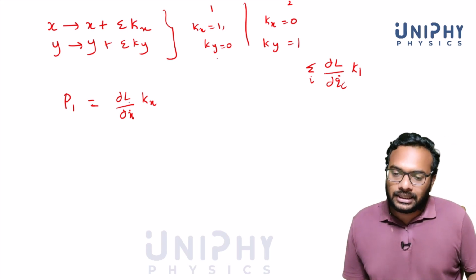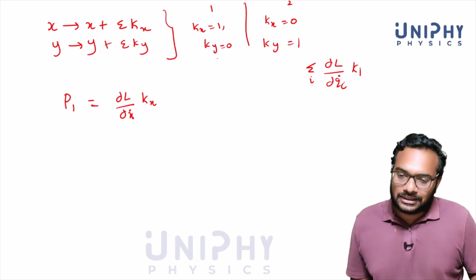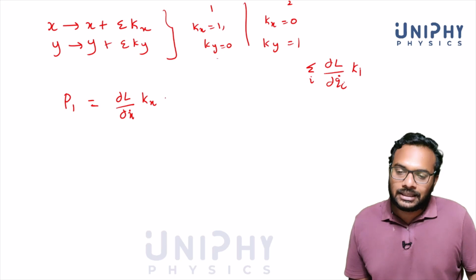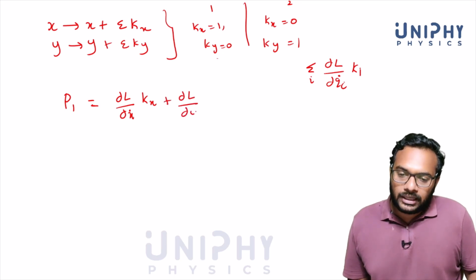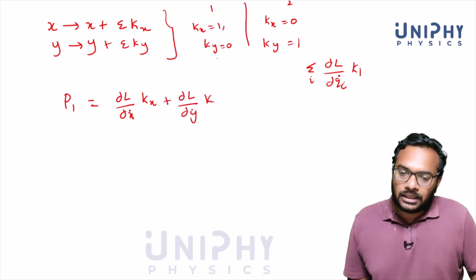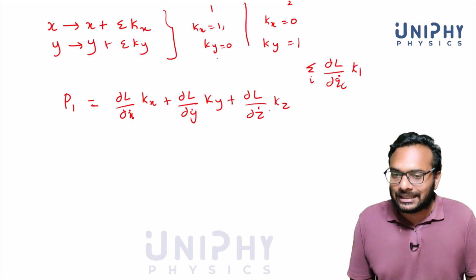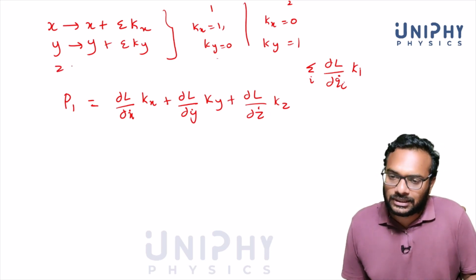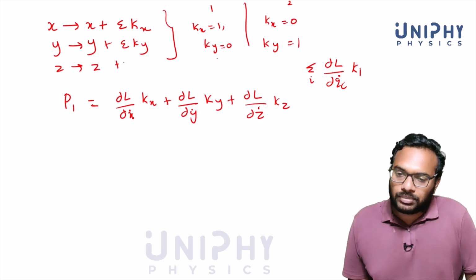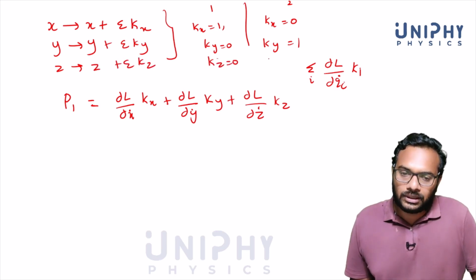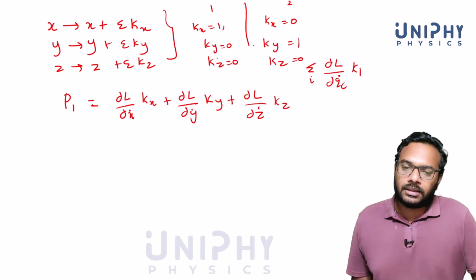Here the coordinates are x, y and z. So it's ∂L/∂ẋ kx plus ∂L/∂ẏ ky plus ∂L/∂ż kz. What's kz here? kz is 0, because if you change z, the Lagrangian actually changes. We could add z going to z plus ε kz here, but kz has to be 0 in both cases. So these are the two symmetries.